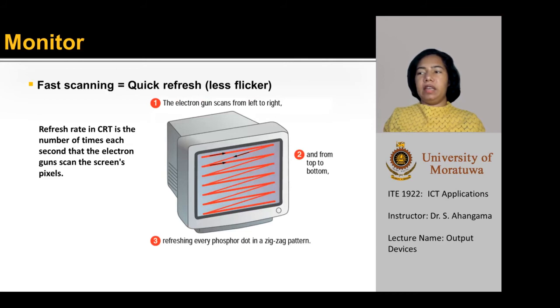Refresh rate in a CRT is the number of times each second that the electron gun scans the screen's pixels. So you can see in this image, the electron gun scans from left to right and from top to bottom, refreshing every phosphor dot in a zigzag pattern. So fast scanning means quick refresh. That means less flicker.